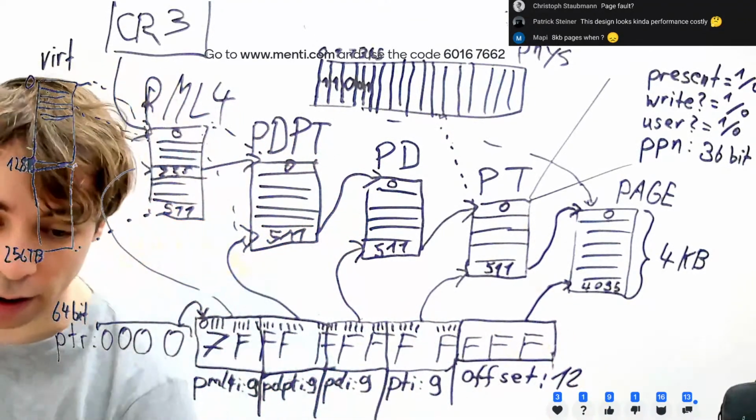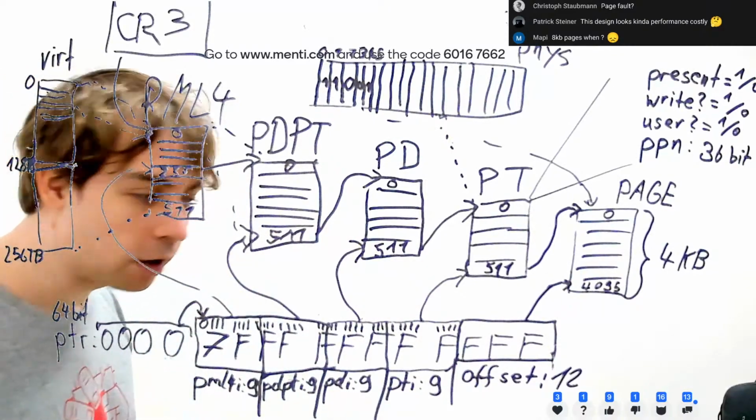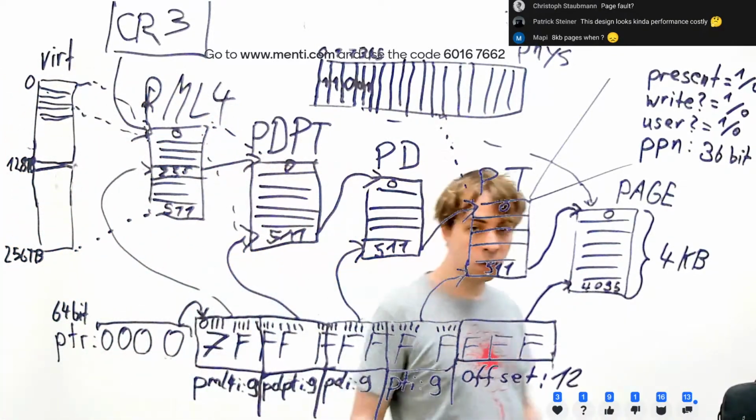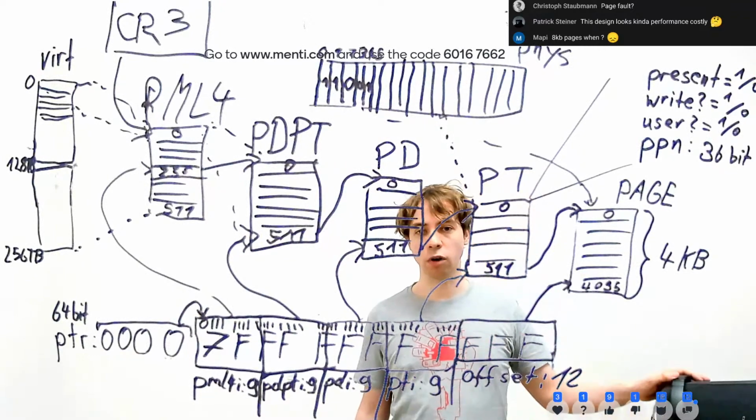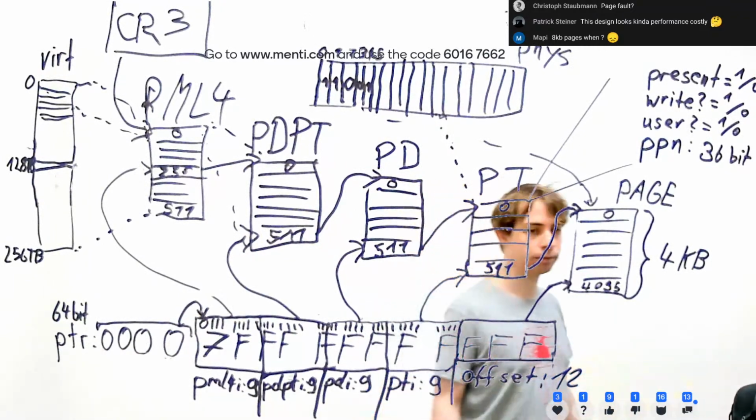And also, to 8 kilobyte pages, the iPhone switched to 16 kilobyte pages, but not to 8 kilobyte pages.